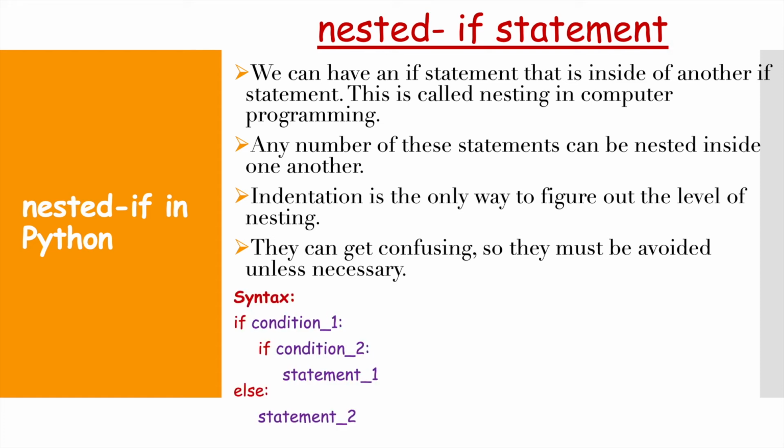Here is the syntax. If your condition 1 is true, then only it is going to execute the statements within the first if. Otherwise, it will jump to the else block and it will execute statement 2. If your condition 1 is true, it is going to go inside the if block. There is another if statement in the first if. If your condition 2 is true now, then only statement 1 will get executed.